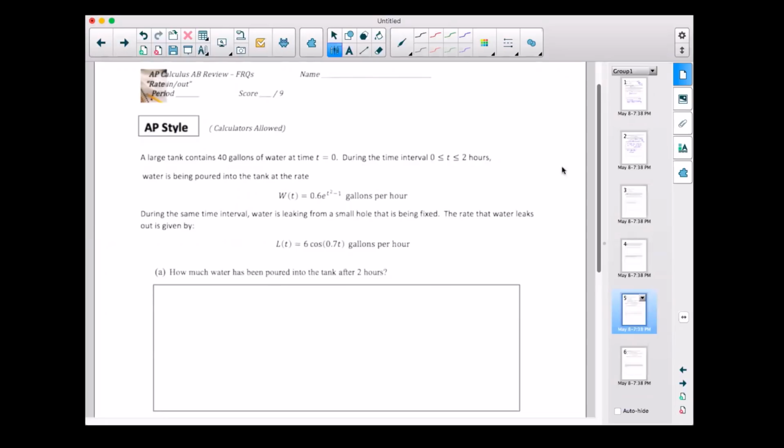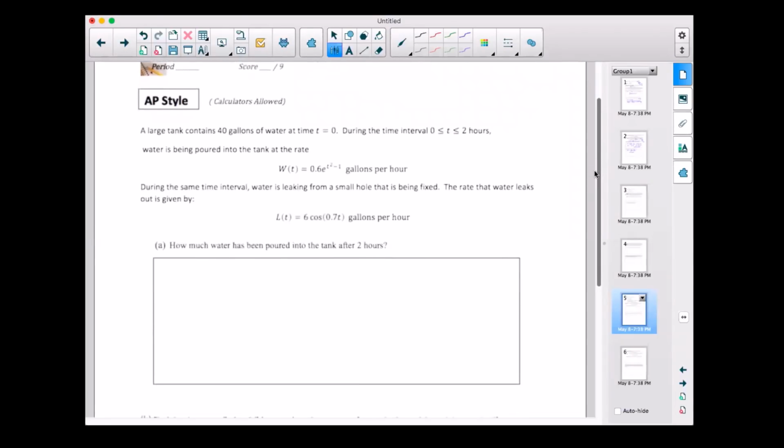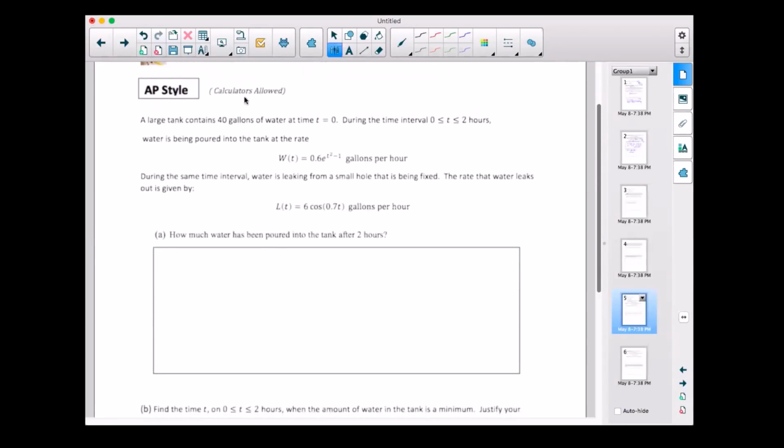So it's something that you're going to have to think about if you've done a lot of rate in, rate out problems already. This is also a calculator active problem. And it says a large tank contains 40 gallons of water at time 0. And then during the interval 0 to 2 hours, water is being poured into the tank at this rate, W of T. But then during the same time, there's a leak, right? And so water is being drained out, and the rate that it's being leaked out is L of T, which is this function right here. Notice both of those are in gallons per hour.